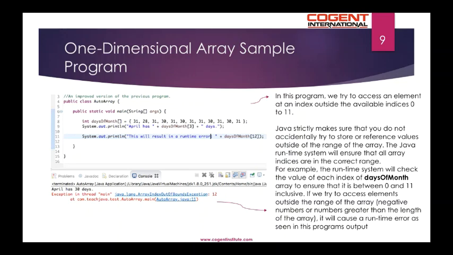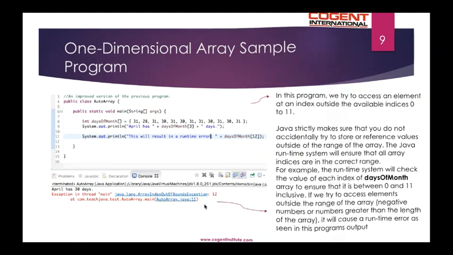If you try to access elements outside the range of the array, maybe a negative number or a number greater than 11, it will cause a runtime error as seen in the output of the program. So the runtime will result in an array index out of bounds exception. Because if we're trying to access a value at index 12, and as we had seen, it starts with 0 and ends with 11. So 12 is outside, it is greater than 11, and hence the exception.